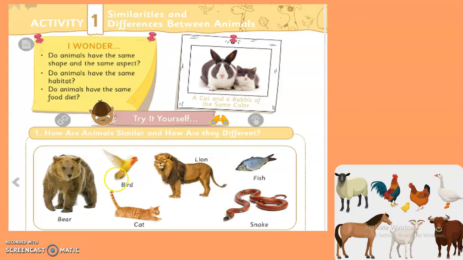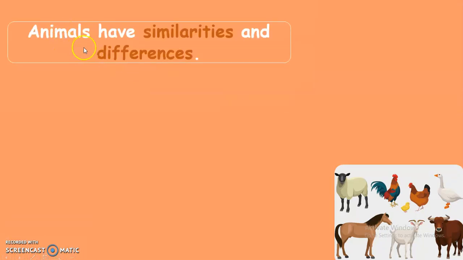And do all these animals have the same shape? Let's look at the snake. It has an elongated body. And the bear is very fat and big. So they do not have the same shape. So, as animals have common things, they have different things. So, animals have similarities and differences. They have common things and different things.